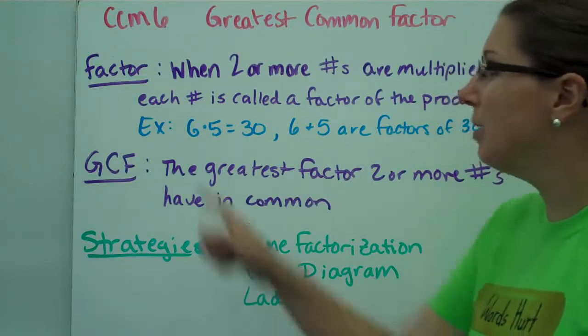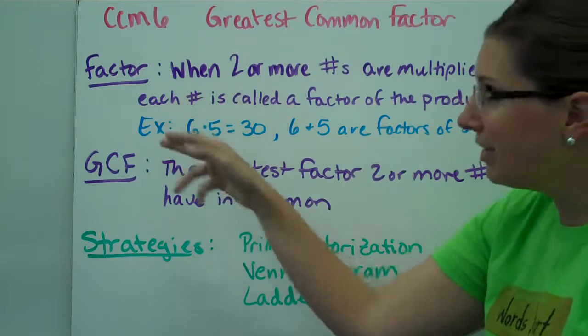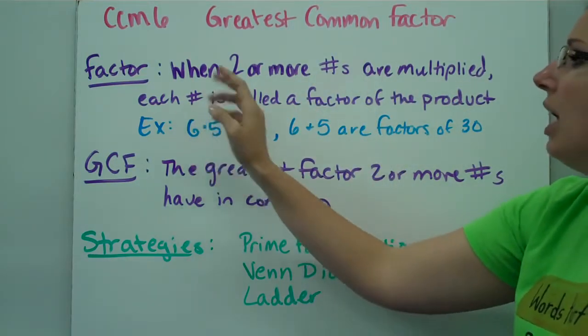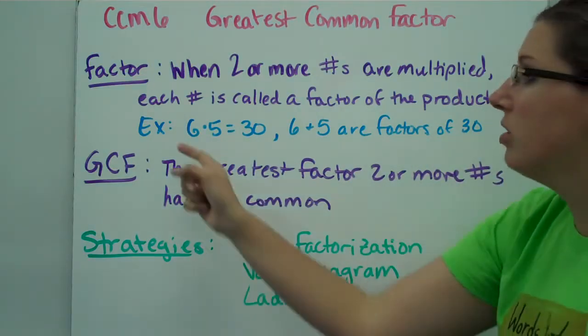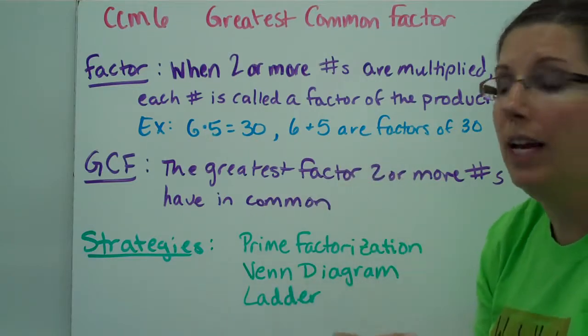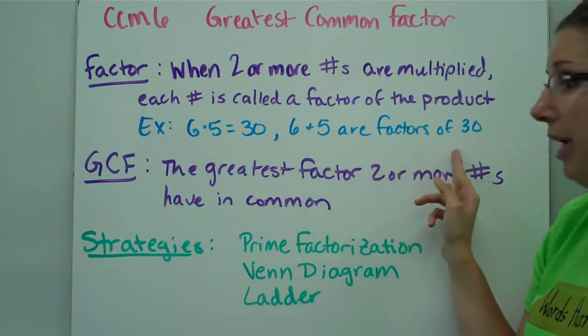Hi, today we're talking about CCM 6, finding the greatest common factor. A factor is when two or more numbers are multiplied. Each of those numbers are called a factor of the product. So, for example, if I multiplied 6 times 5, I would get 30. So 6 and 5 are factors of 30.